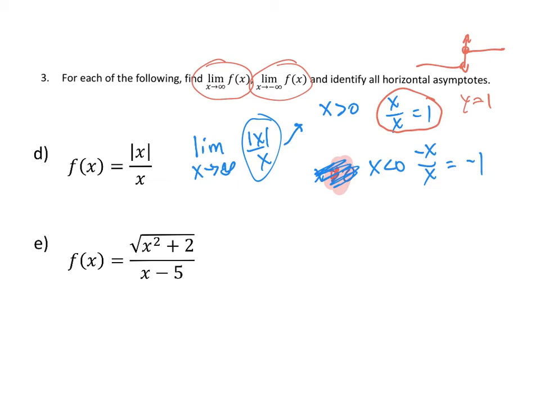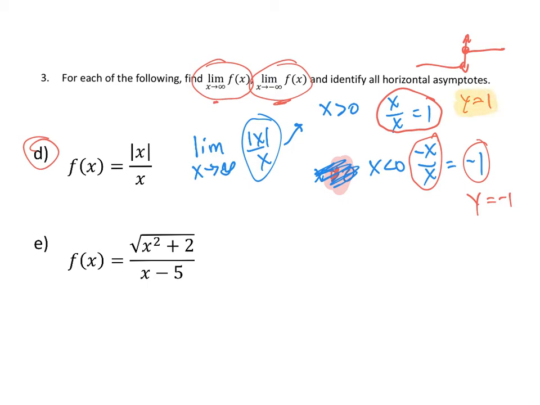So when x goes to positive infinity, we have to follow this top rule. When x goes to negative infinity, the absolute value of that negative number turns out to be the opposite, the positive. And so we get this fraction. We have to follow this rule. And that's why we have y equals negative 1. So for letter D, the end behavior at positive infinity is y equals 1, and the end behavior at negative infinity is y equals negative 1.